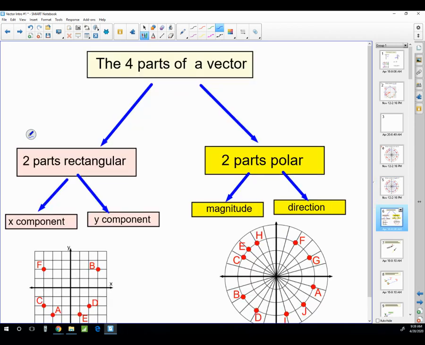All right. The four parts of a vector are much like the four coordinates of a point. Two of them are rectangular, also called component form. I will use both of those. Be on the lookout. And then the other parts are polar. There is a magnitude and a direction. We just looked at that.